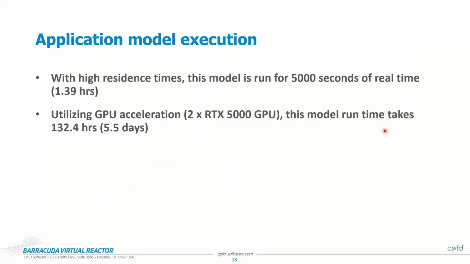I want to point out here that this is a very large industrial system. It has to be run for a long period of time in order to reach a steady state, about 5,000 seconds, which is about 1.4 hours of real time. So this is possible thanks to a lot of work that has gone into GPU acceleration with Barracuda. Thanks to that work, this model takes about 5 days to run. So this is something that can be run, and in less than a week, results can be analyzed and used for analysis.